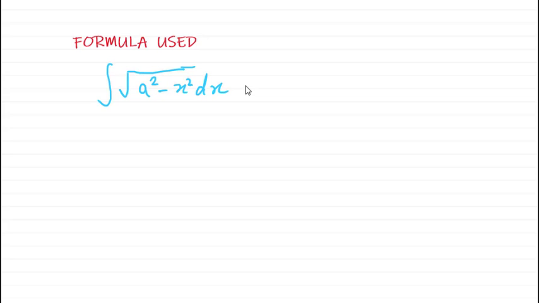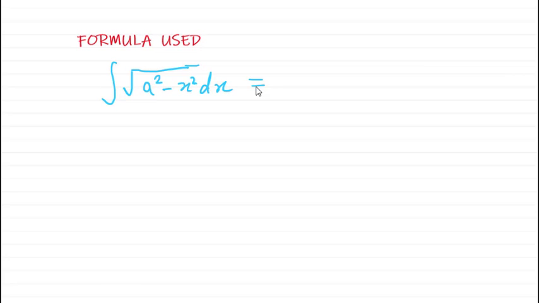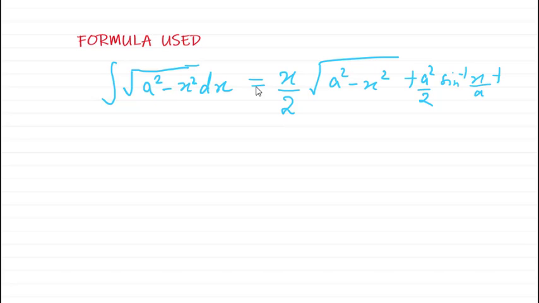This chapter is very important, and there are only a few formulas that you have to use here. This formula generally you are going to see in the exercise. So you have to know this formula. This is the integration of root of a square minus x square, given by x by 2 root over a square minus x square plus a square by 2 sine inverse x by a plus c. This is the formula that you are going to use in this chapter.